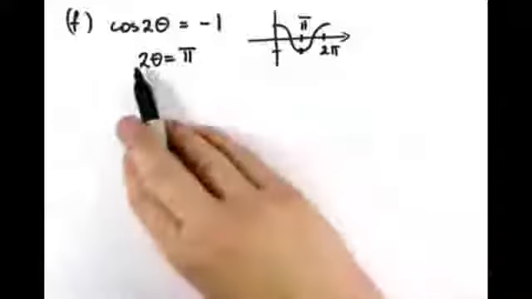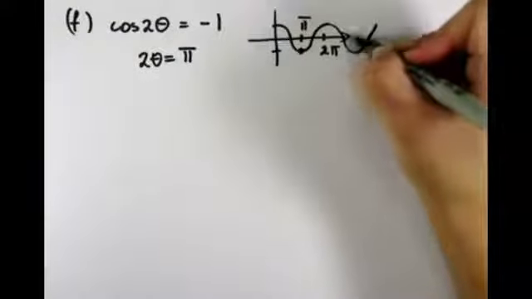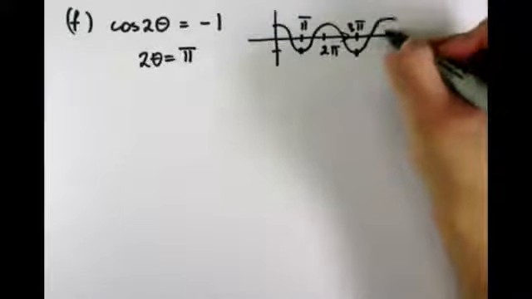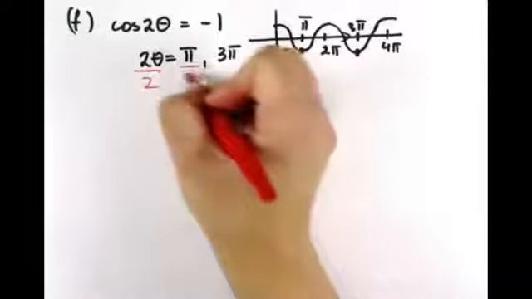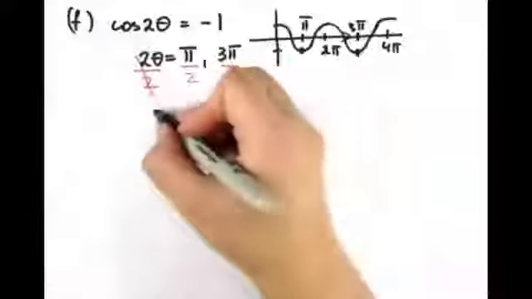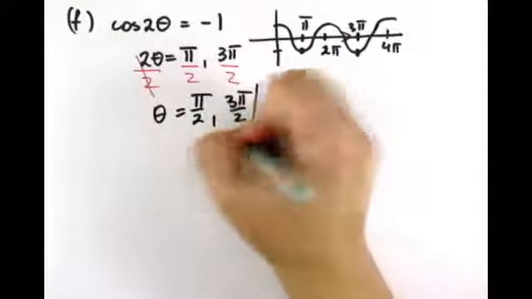But this one is 2 theta, so I need to go 2 revolutions. I need to go farther. I need to go up to this spot 2. So this one is 2 pi, this one is 3 pi, and here will be 4 pi. So I need to have the other one too, so it's going to be 3 pi as well. Okay, so now I divide by 2. So this cancels out. So theta is equal to pi over 2 and 3 pi over 2. That's going to be my final answer.